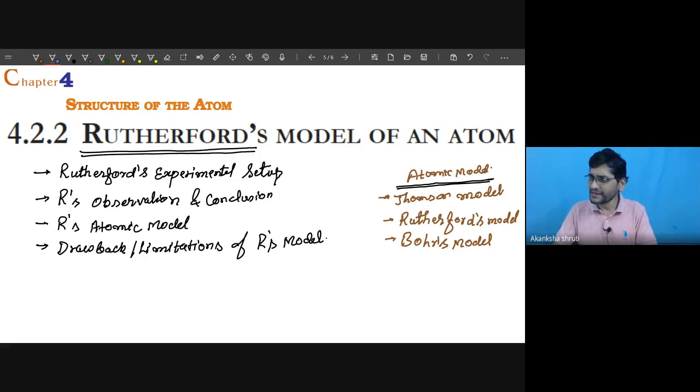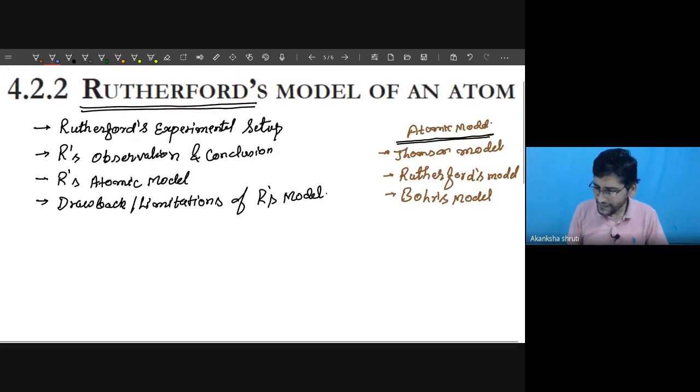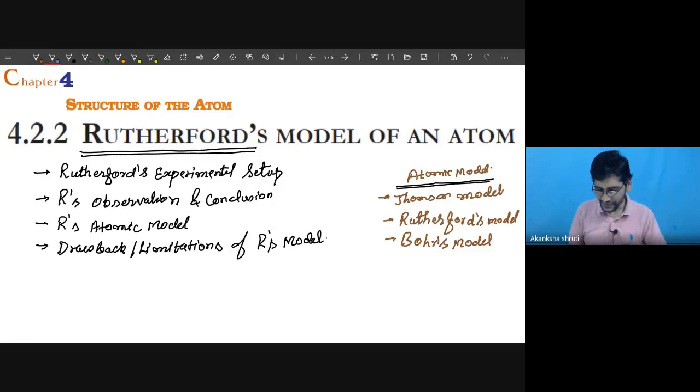But still some limitations or drawbacks remained with the Rutherford model, which did not satisfy the other general laws of physics or other common observations. So what are the limitations? Those things we will also learn. Students, what was this Rutherford experiment? We are going to discuss the Rutherford experiment today.